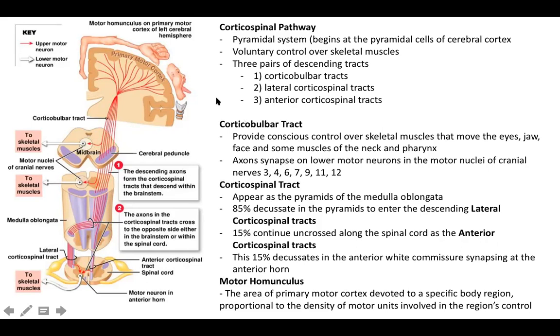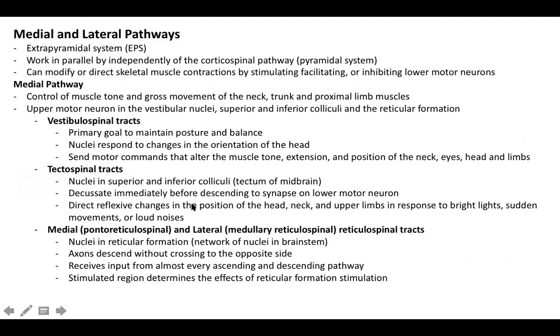And then again, we talked about the homunculus. This is the motor homunculus. So it's similar to the sensory, okay, but it's a little bit different depending on how the muscles are used, how fine-tuned you need it. So the hand may be a bit bigger, more tongue movement, so the tongue is bigger in the motor one. Okay. All right, now we're going to talk about medial and lateral pathways.